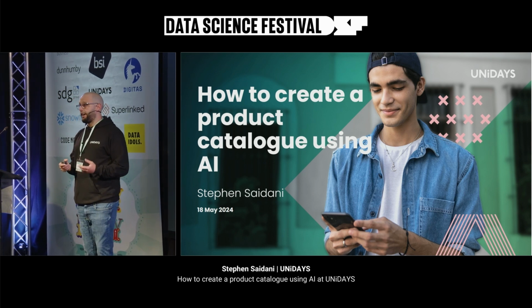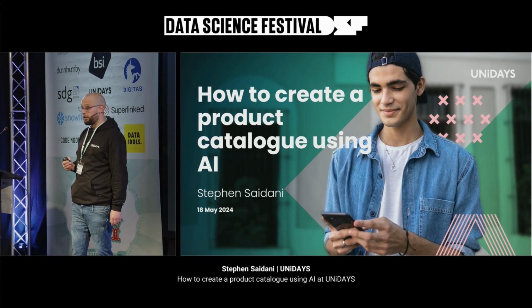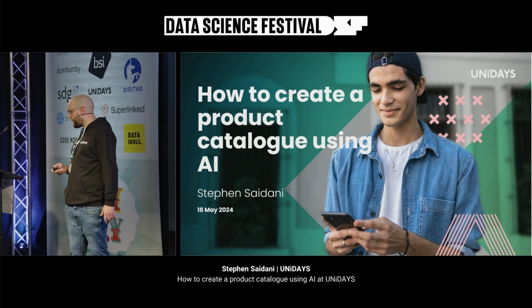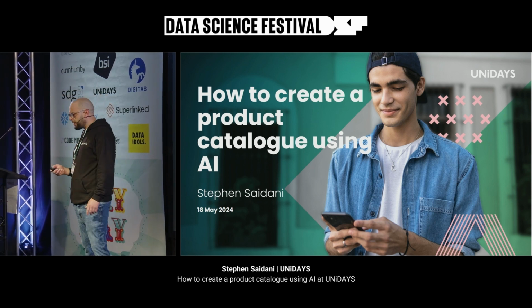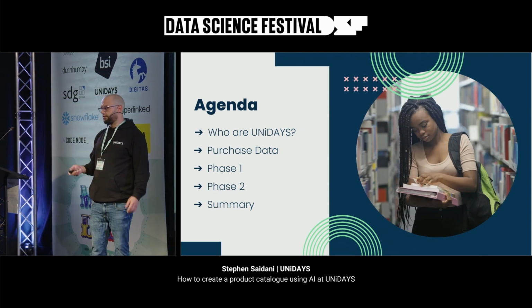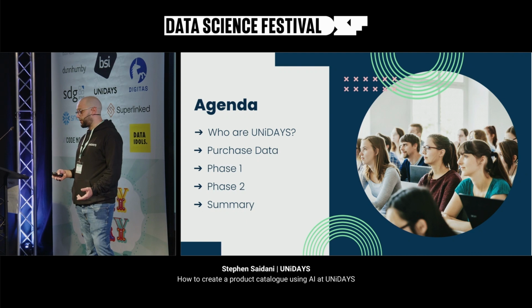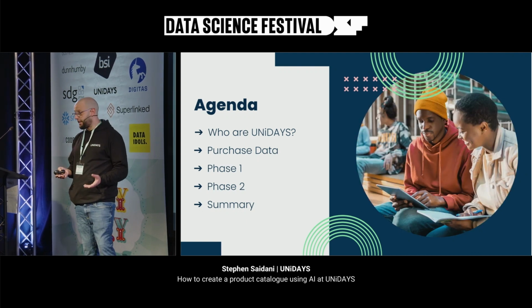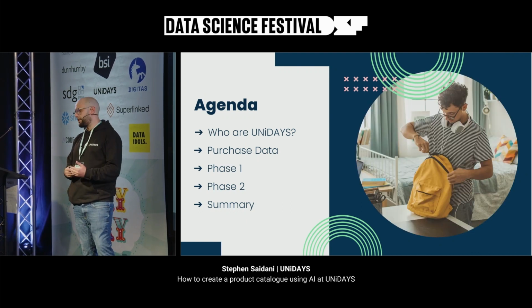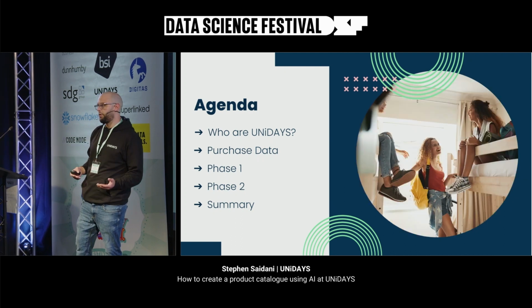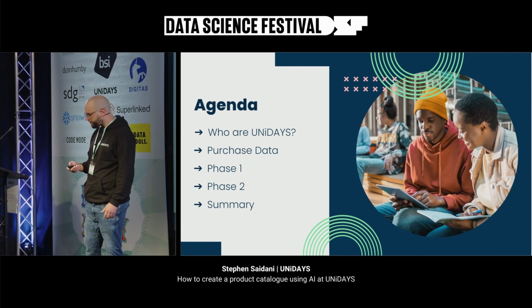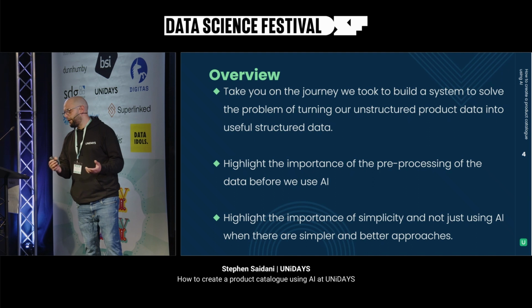So the talk's on how to create a product catalog using AI, and we'll get into it. So a bit of an agenda: we're going to start off with who UNiDAYS are, for some of you if you aren't students. Then we're going to start looking at the data, and then we're going to go into the phases of the project and how we work through and solve all these problems.